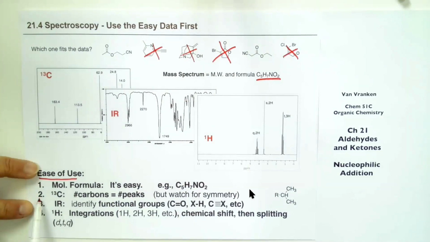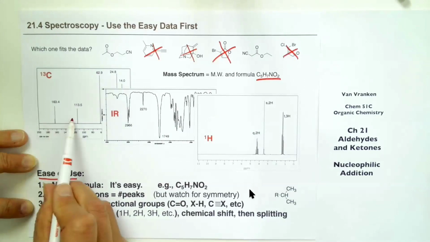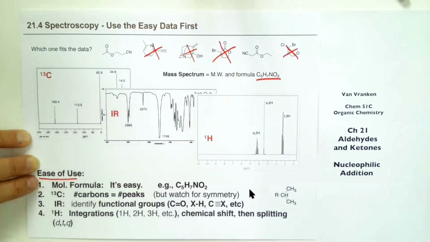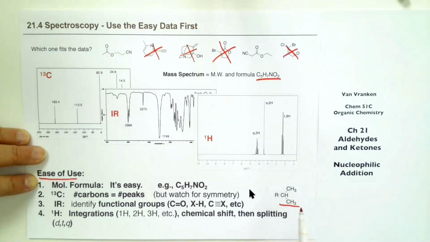Okay, what's the next easiest piece of information to use? It's the C13 data, the carbon-13. Usually the number of peaks in your carbon-13 spectrum should equal the number of carbon atoms in your molecule, except for the issue of symmetry. Remember that if you have symmetrical molecules or symmetrical functional groups, sometimes because carbons are indistinguishable, you'll end up with fewer peaks than the number of carbons in the molecule.